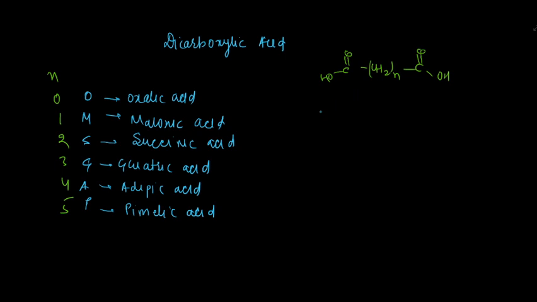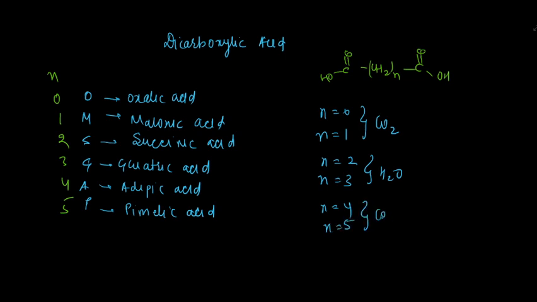So when n equals 0 and n equals 1, CO2 gas will release. When n equals 2 and n equals 3, H2O is released. When n equals 4 and n equals 5, CO2 plus H2O, both are released. Let's understand this by looking at real examples.